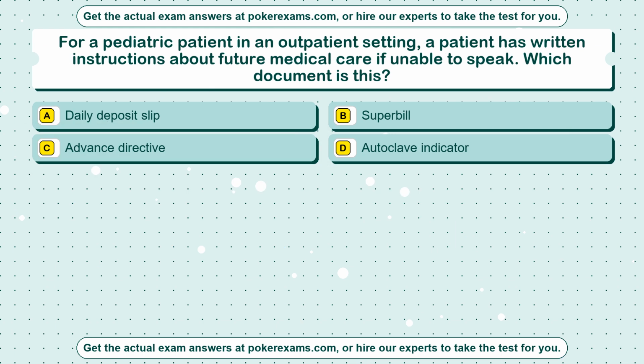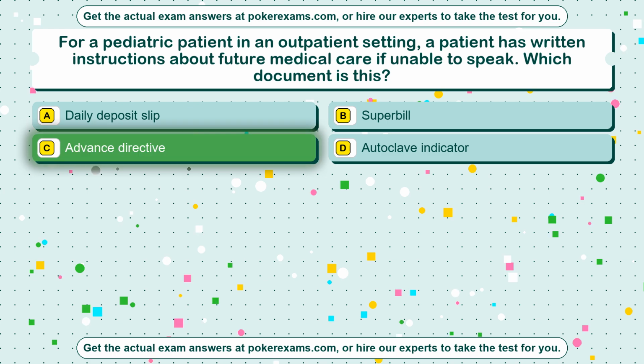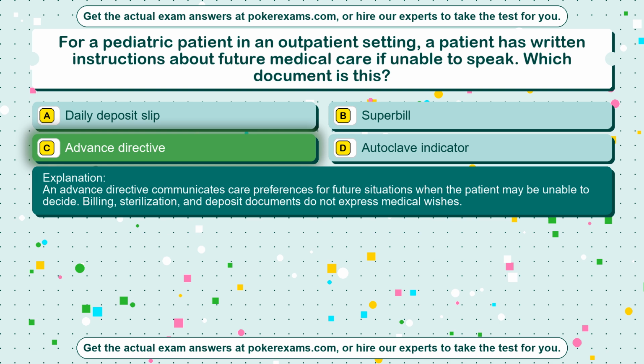Question 75. For a pediatric patient in an outpatient setting, a patient has written instructions about future medical care if unable to speak. Which document is this? Option A. Daily deposit slip. Option B. Superbill. Option C. Advance directive. Option D. Autoclave indicator. The correct answer is option C. Advance directive. An advance directive communicates care preferences for future situations when the patient may be unable to decide. Billing, sterilization, and deposit documents do not express medical wishes.